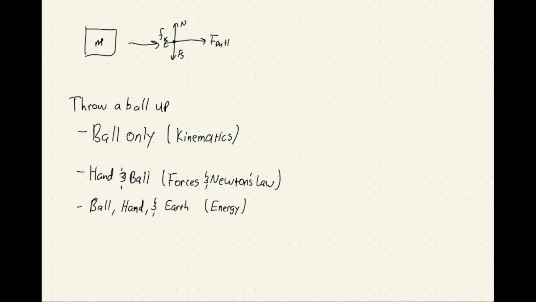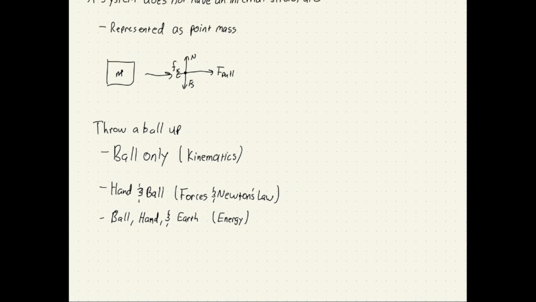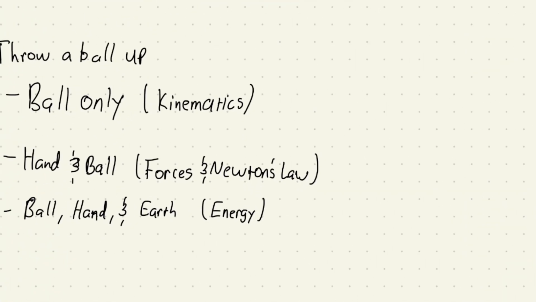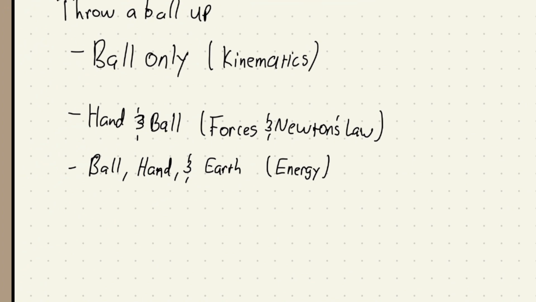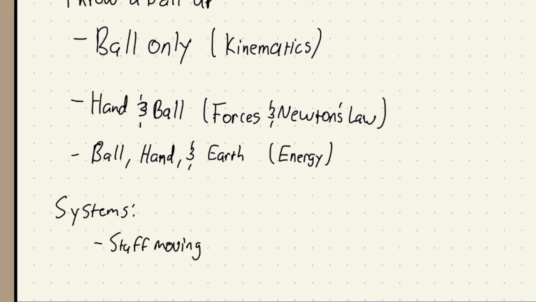So that's what a system is. It's just a thing that we can put a box around. It's the stuff that moves. So if you're trying to figure out what system should I select, you should select one that has stuff moving. So the things that move, that should usually be part of your system. However, that's not always the case.